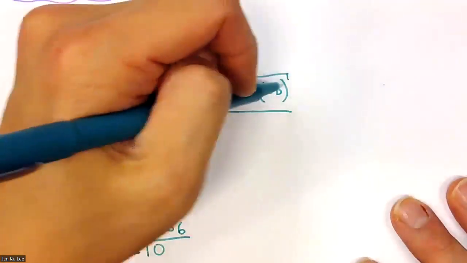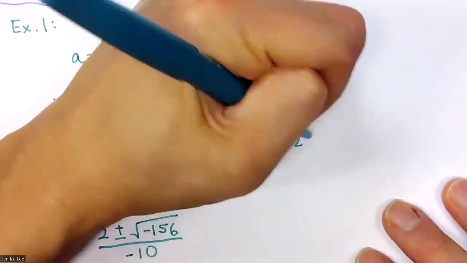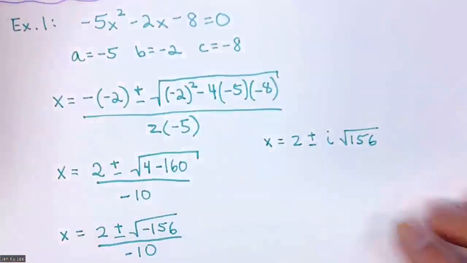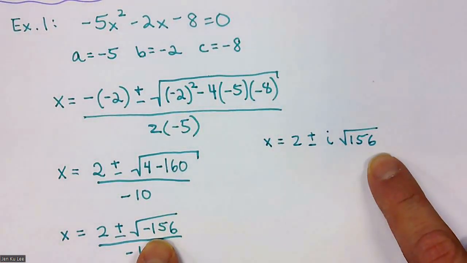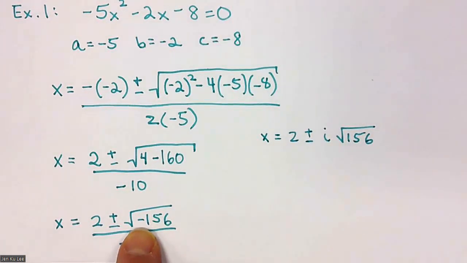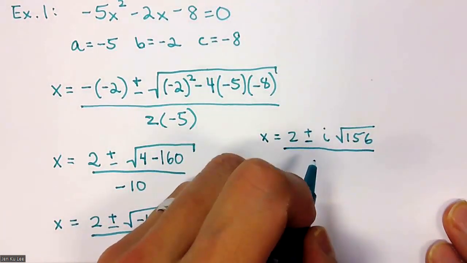So this would be x equals 2 plus or minus i square root of 156, correct? If there's a negative in my square root, I take it out and I just put an i on it, right? Over negative 10.